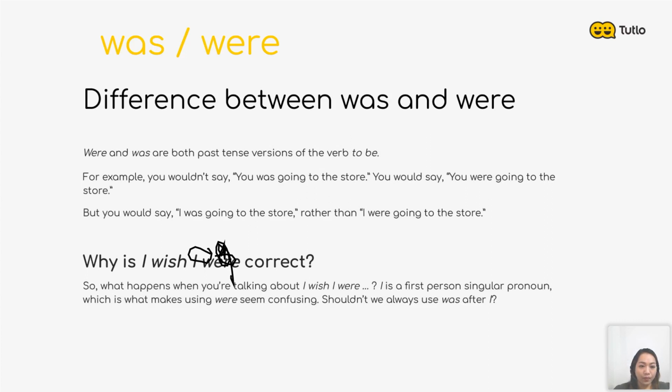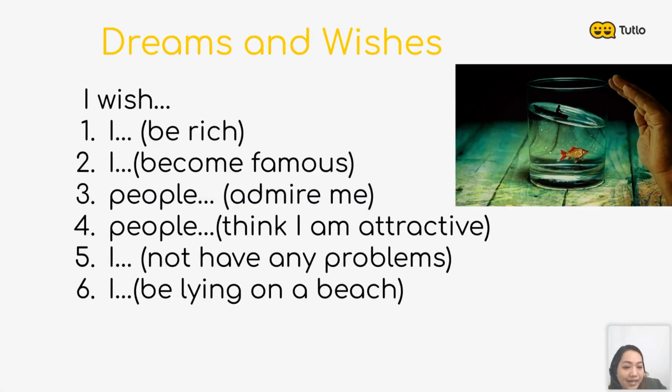Good. All right, let's have some practice, shall we? Maybe following the form or the structure I've told you. When it comes to dreams and wishes, of course, mostly everybody is wishing for this. Can you complete the sentence for me? I wish I be rich, famous, admired, attractive, not have any problems, lying on a beach. How would you say that? Don't forget the form of the verb. Okay, let's see. I wish I were rich. Okay, thank you, Roxana, Ella, Magic, Emma.